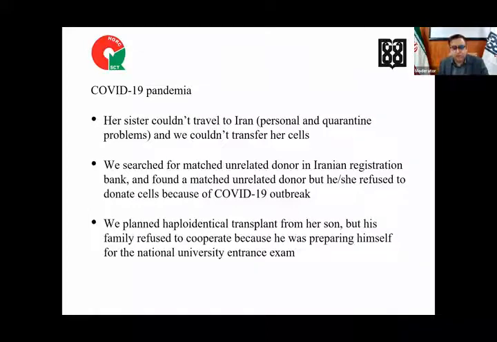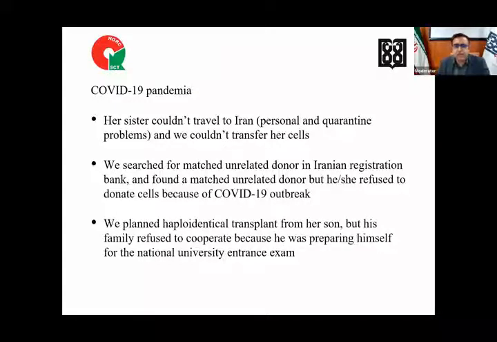However, several problems were faced during the COVID-19 pandemic towards finding her a suitable donor. Her sister couldn't travel to Iran due to personal problems, and we couldn't transfer her cells from Canada. We searched for a matched unrelated donor in the Iranian registration bank and found one, but he or she also refused to donate cells because of the COVID-19 outbreak.